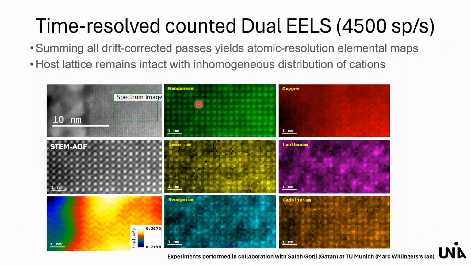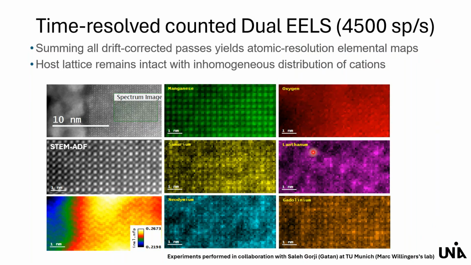It's quite impressive that you still get such high resolution mappings here, and this drift correction worked quite well. This is a sum of all the high quality drift corrected scans. And finally, we end up here also with atomic resolution EELS maps at a non-aberration corrected instrument. You can clearly see the atomic lattice here on the manganese map, and importantly also for the different cations like the samarium, neodymium, lanthanum, and so on.